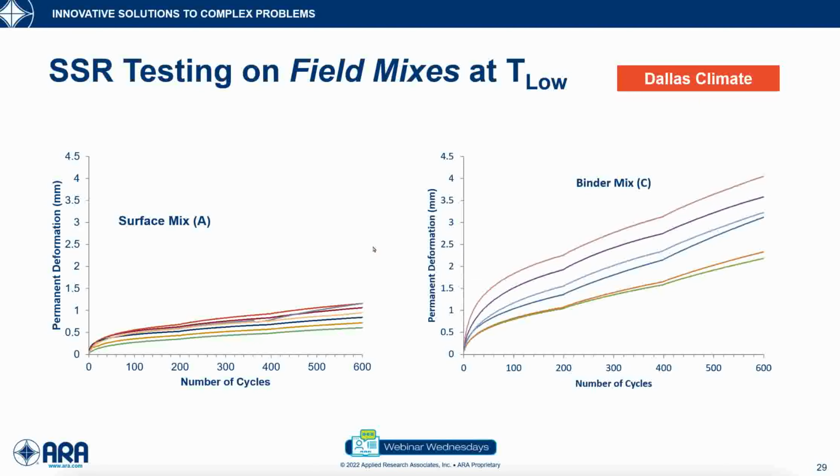At T low, we see the same thing. Good match between the replicates for the surface mix, but expected variability in the binder mix specimens because of the poor construction that was witnessed, poor materials that were used, and the large aggregate size.